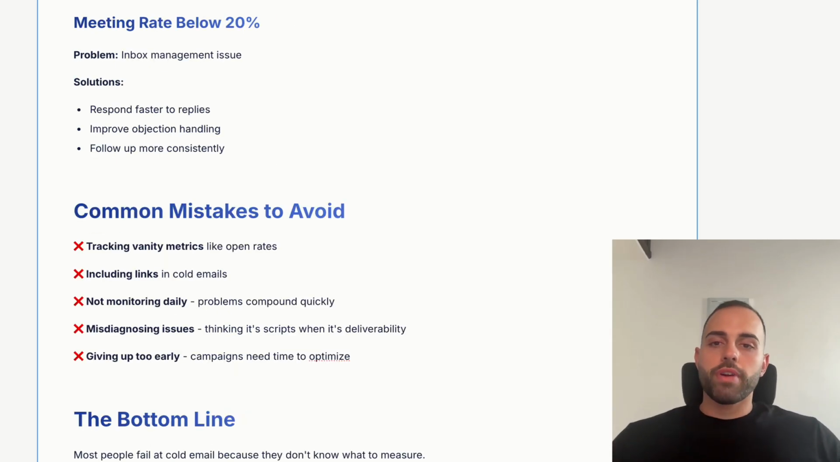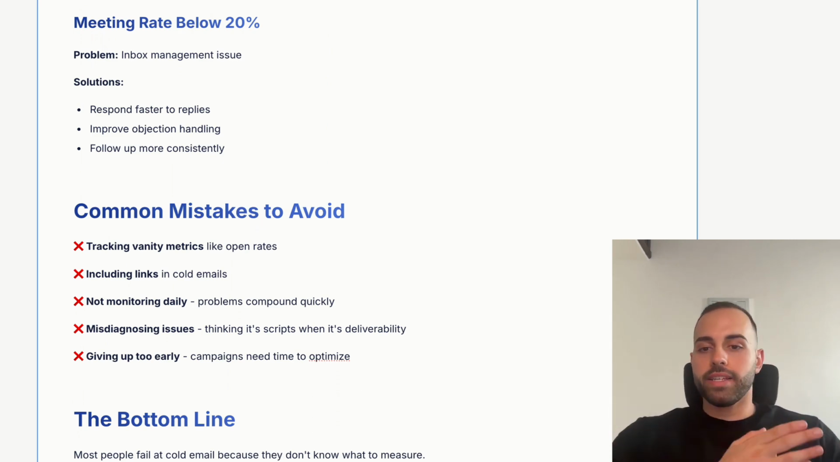Now, if your meeting booked rate is below 20%, then once again, it's an inbox management issue. Respond to prospects faster, get better at objection handling, and follow up more consistently with prospects. When someone responds to you positively and they ask for a meeting and then you send over a calendar invite, but then they ignore you, so you don't actually get the meeting booked, then you need to keep following up with those prospects indefinitely until you get a yes or a no. So just follow up more consistently and you will start converting more positive replies into meetings booked.